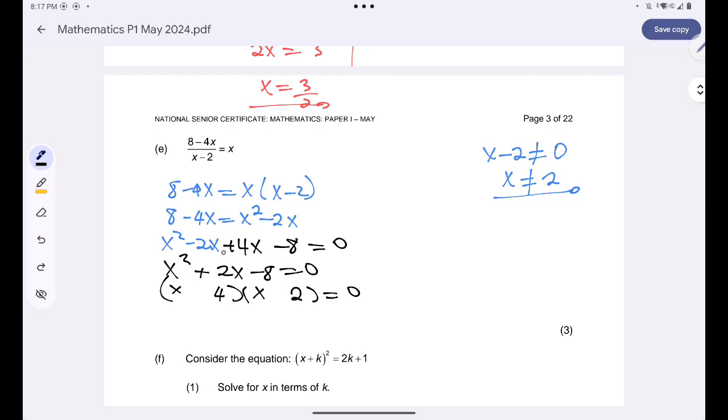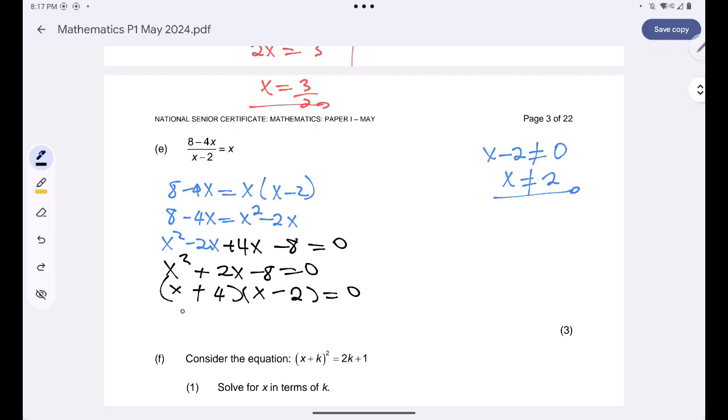There's a plus there. Minus 2 plus 4x is positive 2x, right? Okay, since the constant term is negative, it simply means that my brackets will have different signs. The bigger factor will always take the sign of the middle term. So the bigger factor is 4. That means 4 will take the sign of the middle term. Then I'll have a 2 there.